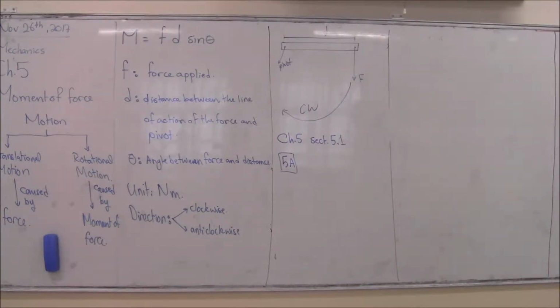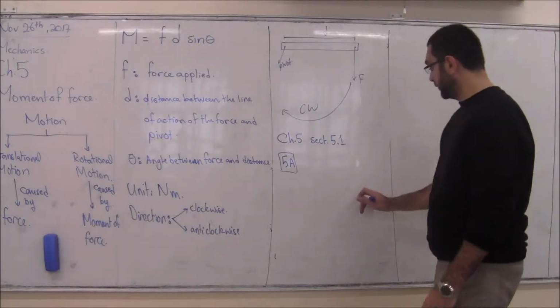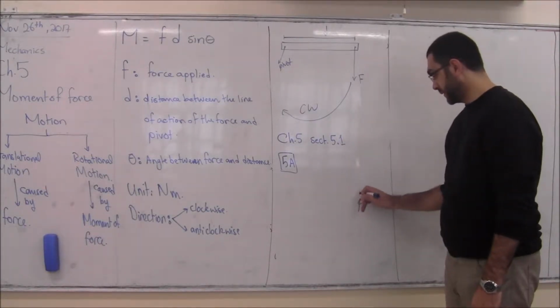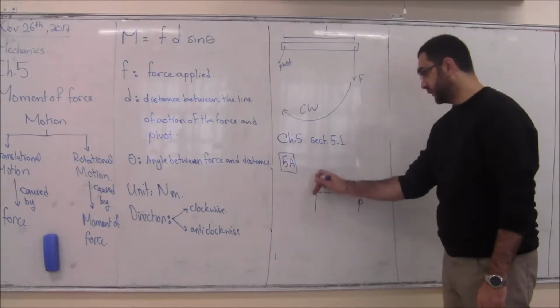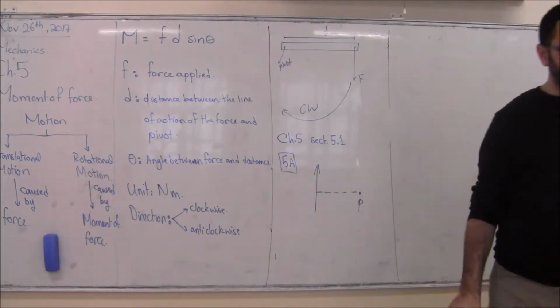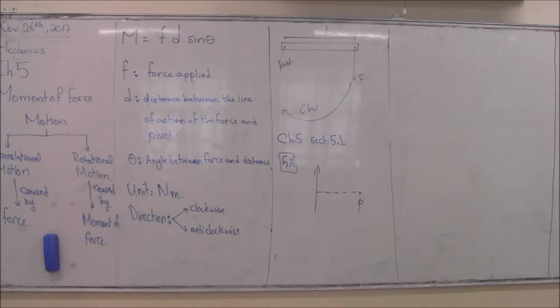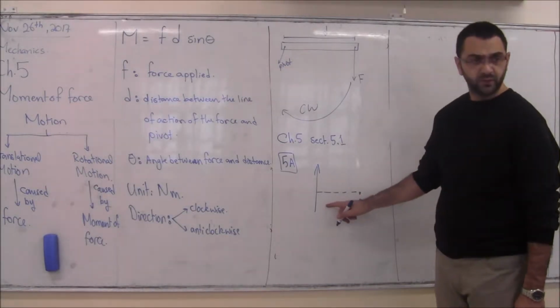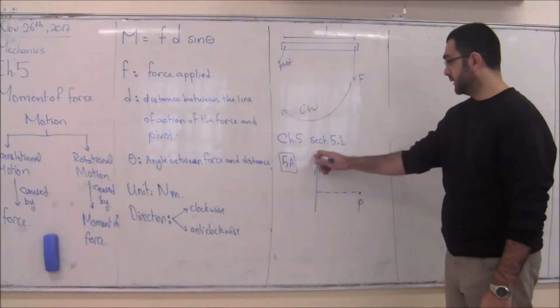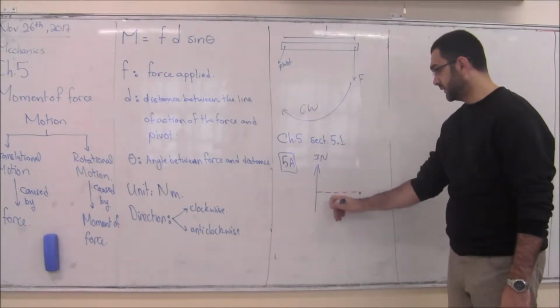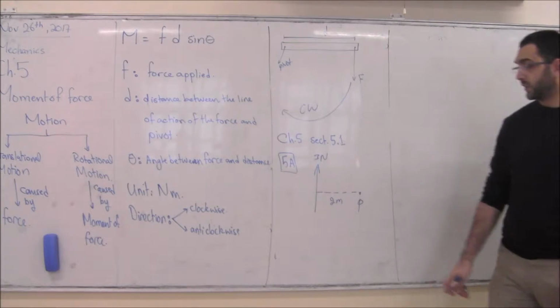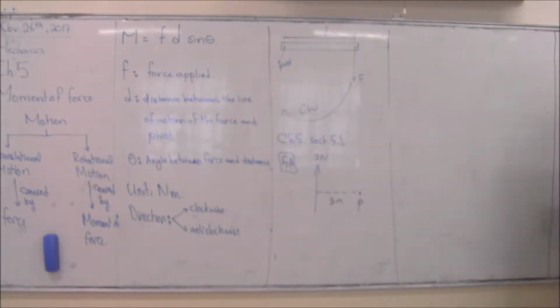Look at the first one. Here it's given that we have point P, and a force applied upward, where the force is 3 newtons and the distance is 2 meters.